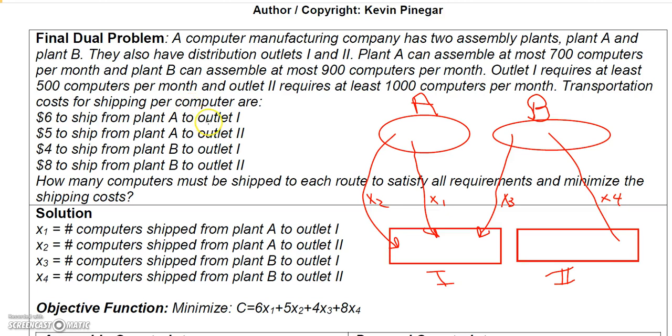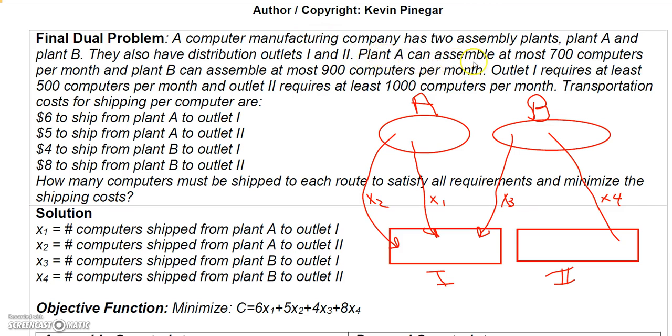Okay, we're going to finish with one very practical application dual problem here. We have a computer manufacturing company that has two assembly plants, Plant A and Plant B. These two ovals I've drawn represent the two plants. They also have distribution outlets 1 and 2. The rectangles here represent the distribution outlets.